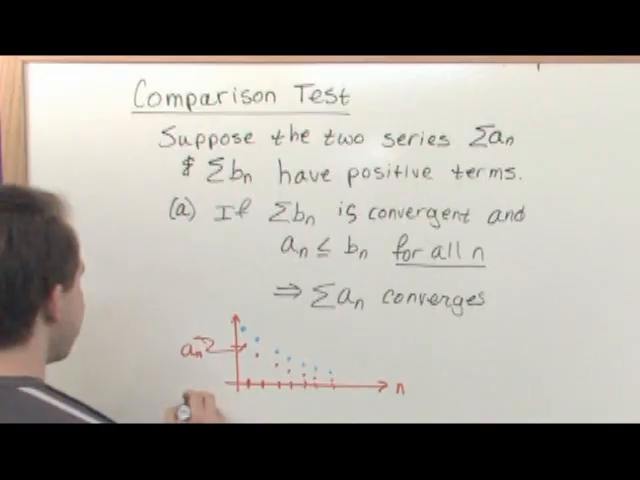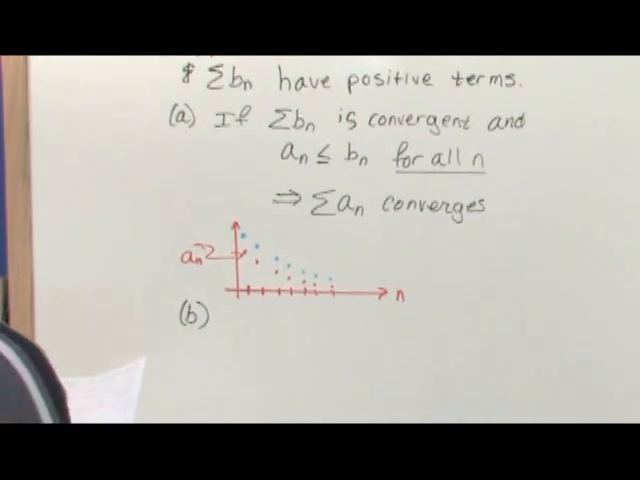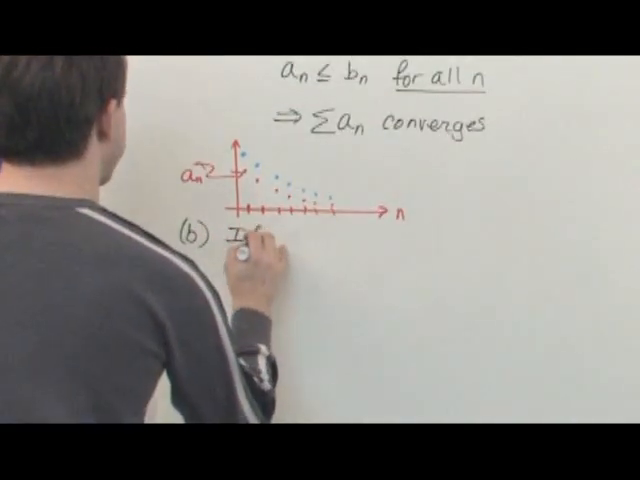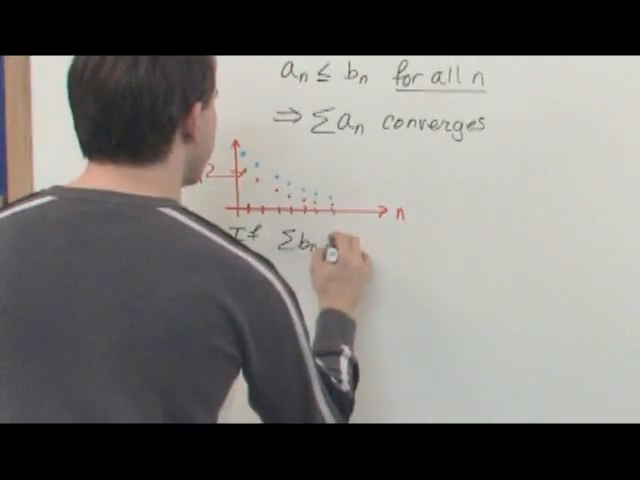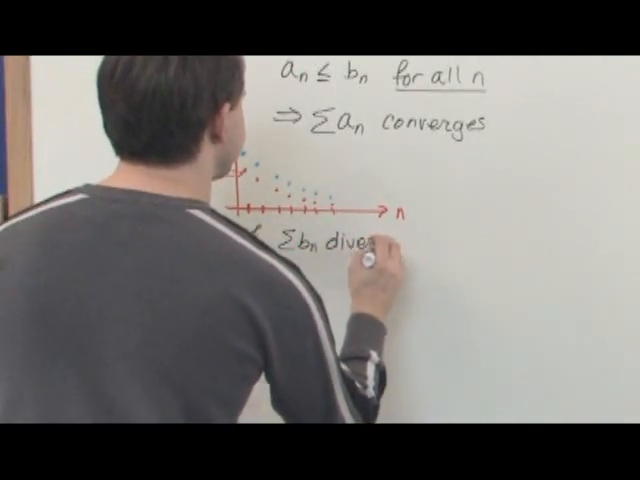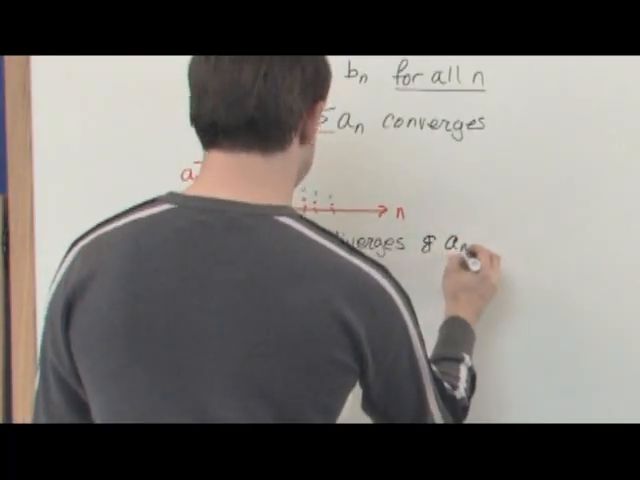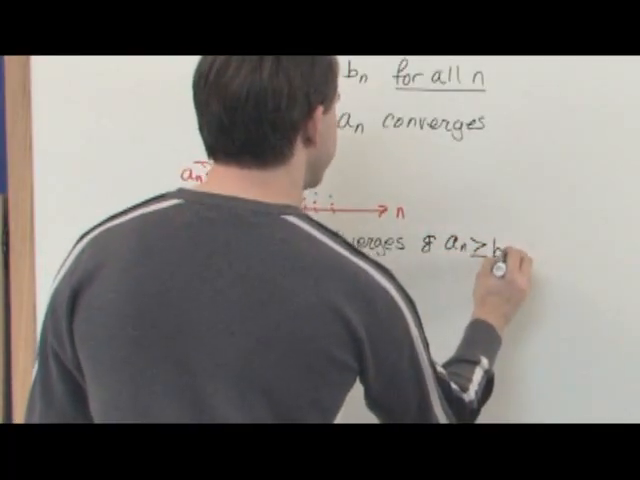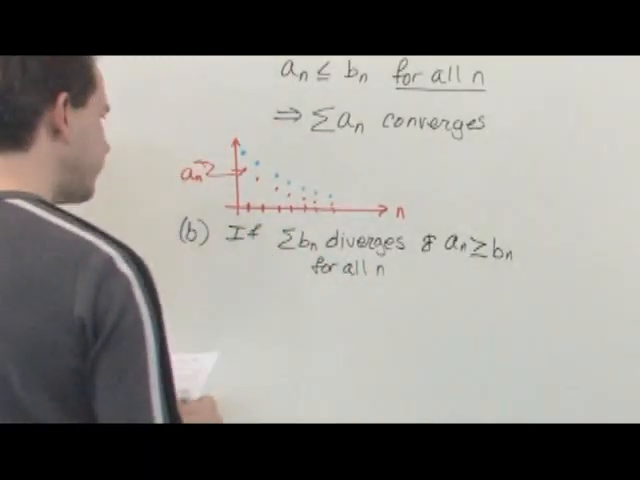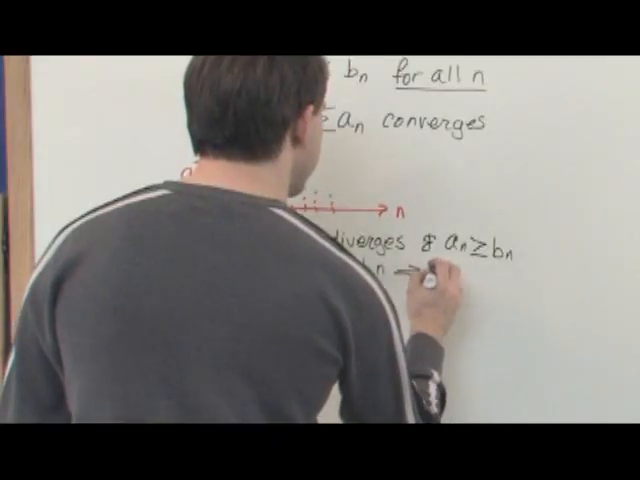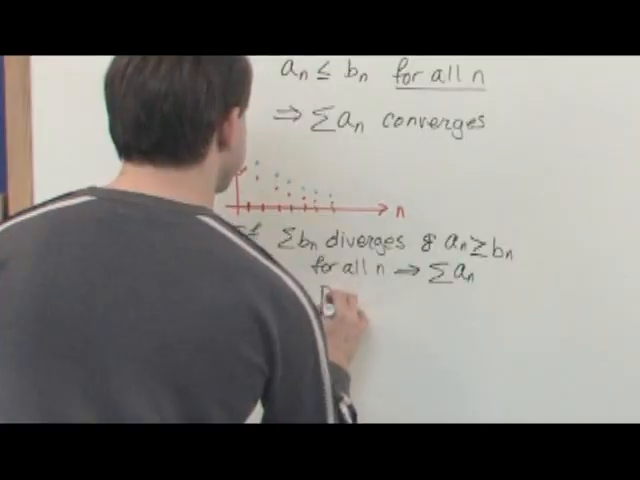Now once you understand that, part B is exactly the same thing. It's just in the opposite direction. If the series b sub n diverges, and a sub n is greater than or equal to b sub n for all n, then I have proven that the series I'm interested in, a sub n, diverges.